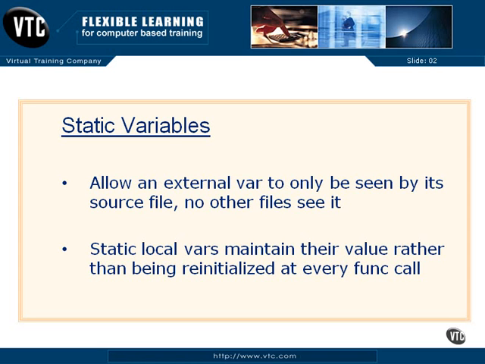Let's take a look at the concept now of static variables. This is another keyword, another modifier to our definitions and declarations that changes how a variable is seen, and we know that's called its scope. If you make an external variable a static, so you could say static int x, and to make an external you put that outside any function definition, a static external will only be seen by its source file. None of the other files will get to see it.